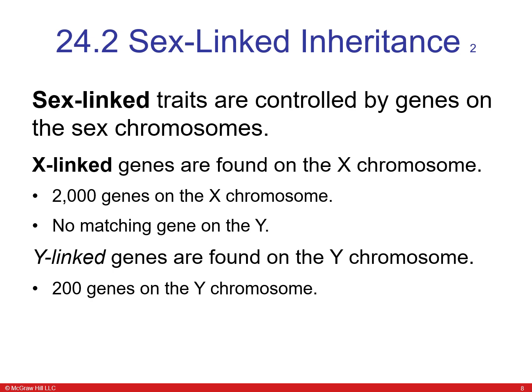Sex-linked traits are controlled by genes on the sex chromosomes. X-linked genes are found on the X chromosome. There are roughly 2,000 genes on this chromosome, and no matching genes on the Y. And there are some Y-linked genes found on the Y chromosome, and there are roughly 200 genes on the Y.